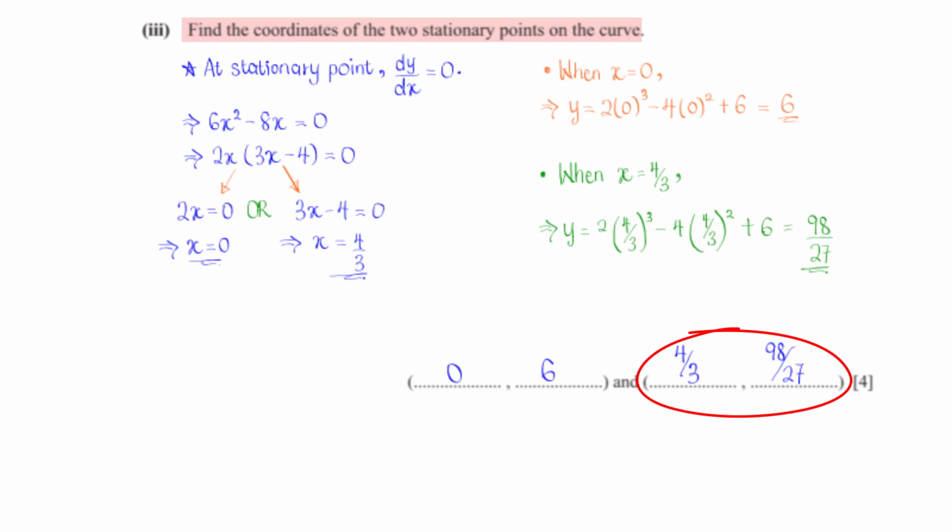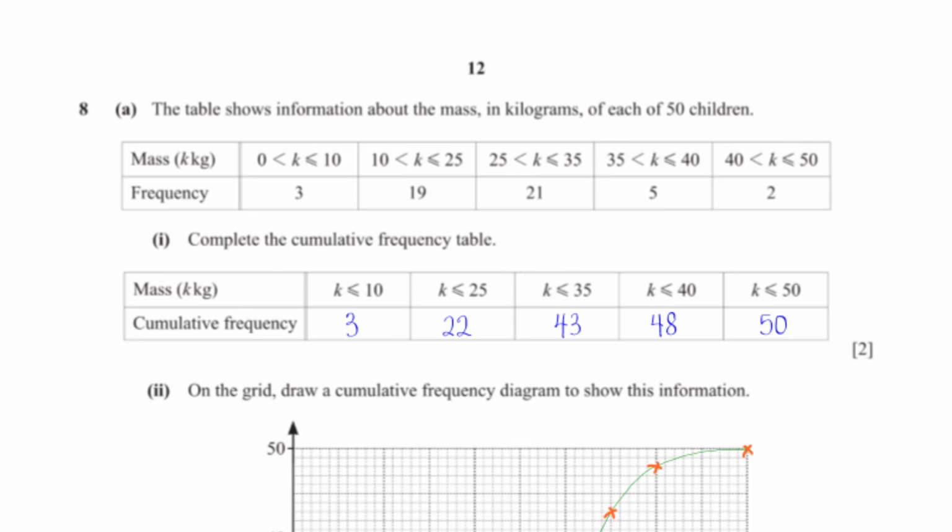The table shows information about the mass in kilograms of each of 50 children. Complete the cumulative frequency table. For k less than or equal to 10, we have a cumulative frequency of 3. For k less than or equal to 25, we have a cumulative frequency of 3 plus 19, giving us 22. For k less than or equal to 35, we have a cumulative frequency of 3 plus 19 plus 21, giving us 43.